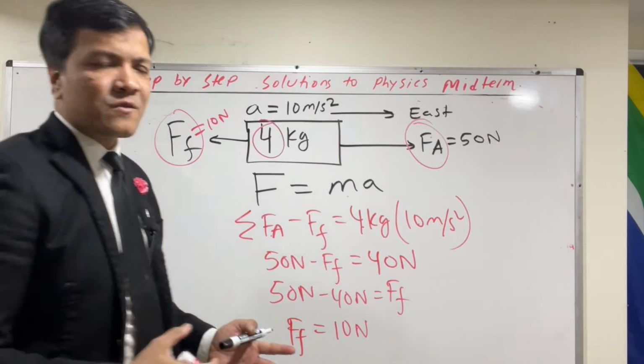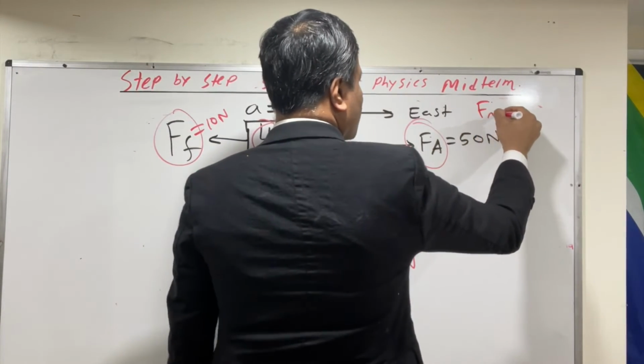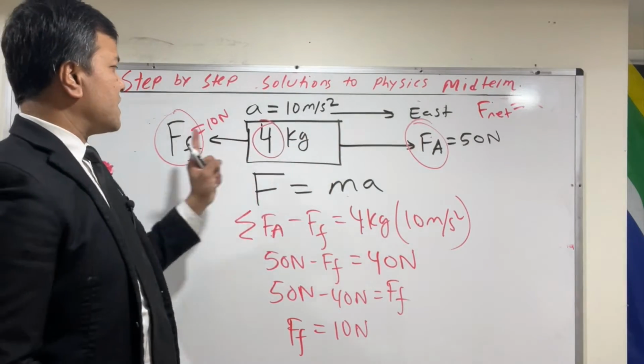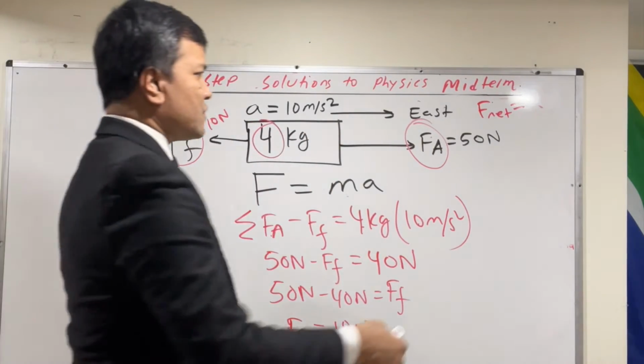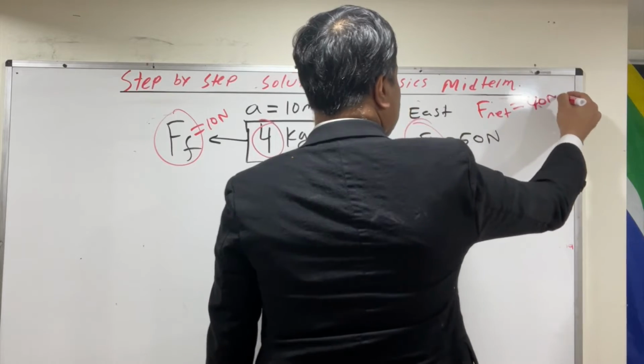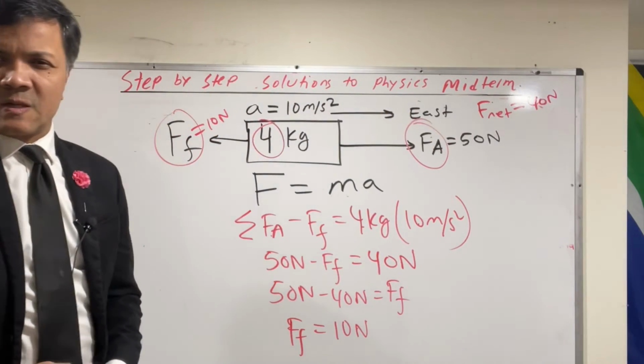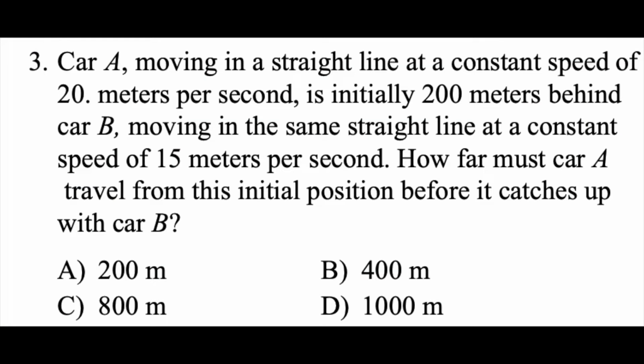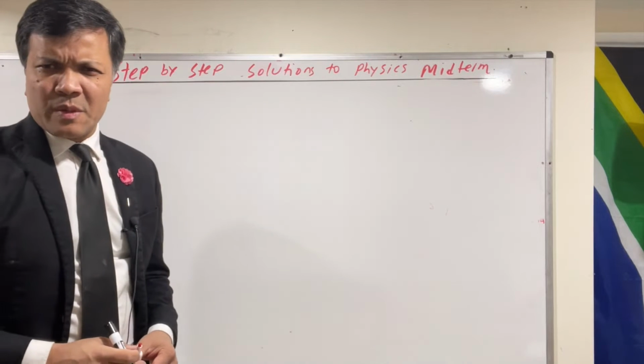So what is the net force at this direction? The net force at this direction is, of course, 50 minus 10, which is 40 Newton at the direction of the acceleration. That takes us to problem number 3.